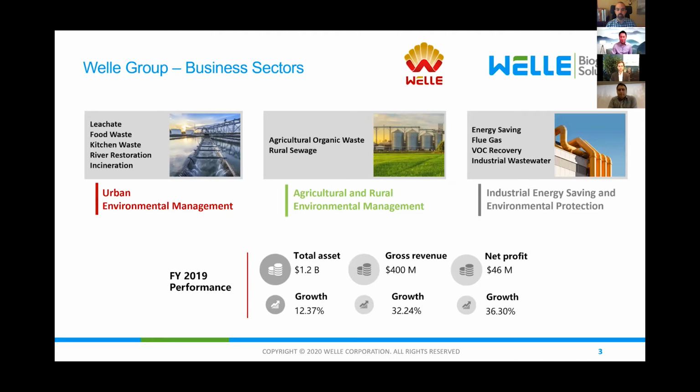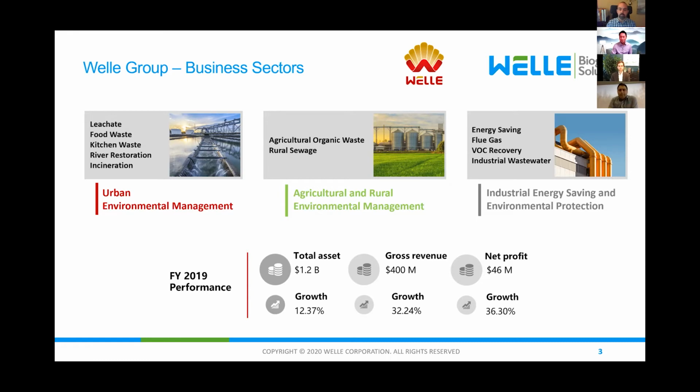Right now, we are mainly serving 3 business segments. In the urban segment, our business includes leachate treatment, municipal, food, and kitchen waste management, river restoration, and incineration. In the rural sector, we mainly focus on agricultural waste management, which is dairy cow, swine, poultry manure, and such through anaerobic digestion. And in the industrial sector, our business includes energy saving, flue gas treatment, VOC recovery, and industrial wastewater.